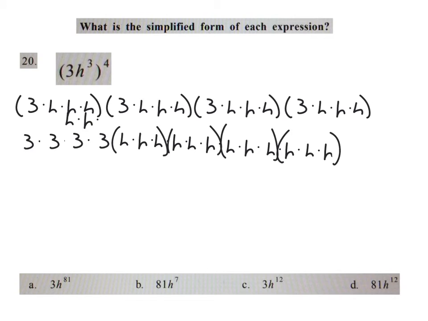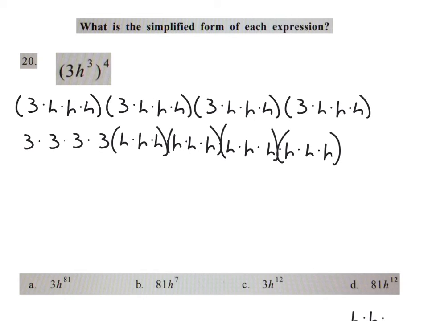Right? So, and let me just get this one out of there. That's extraneous. Okay, so you've got your 1, 2, 3, 4 threes right there, times your 4 groups of h times h times h times h, and so on.